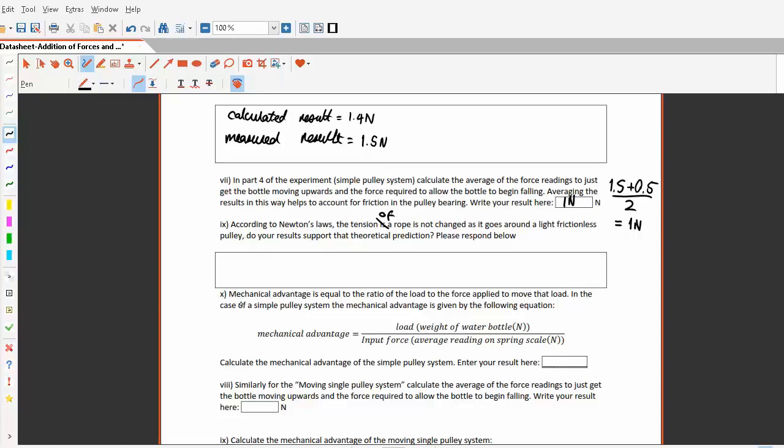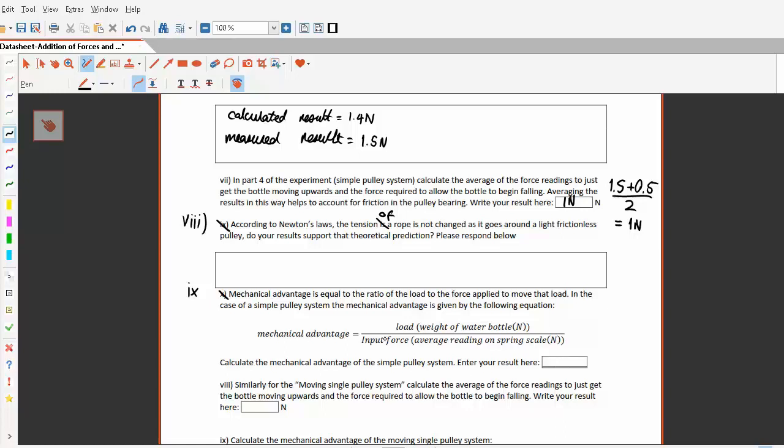In the next part, I will renumber this, so this is actually part 8, and this will now be part 9. Mechanical advantage. So this is a concept to do with machines. It's equal to the ratio of the load, so this is the weight or the force that we're trying to move, to the force applied to move that load.